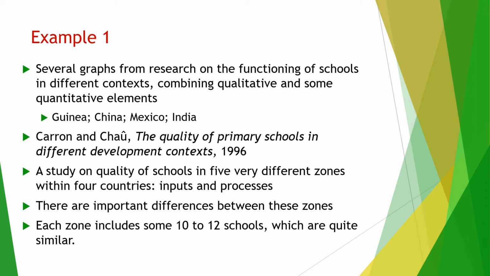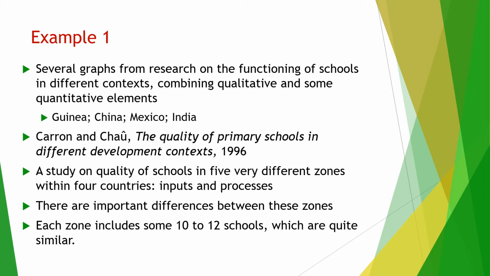And how was this study constructed? Well, the work was undertaken in 4 countries or regions: Guinea, a particular province of China, a province of Mexico, and a province of India, Madhya Pradesh. In each of these, about 40 to 50 schools were chosen, but these schools were chosen in 5 very different zones in terms of development.